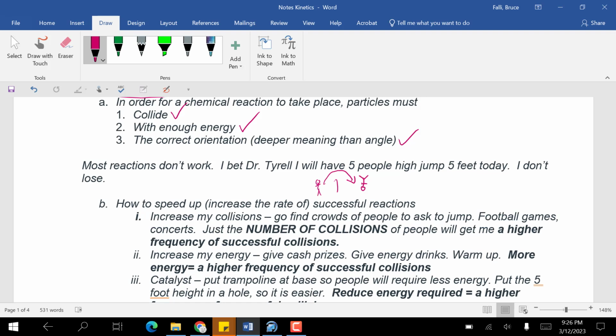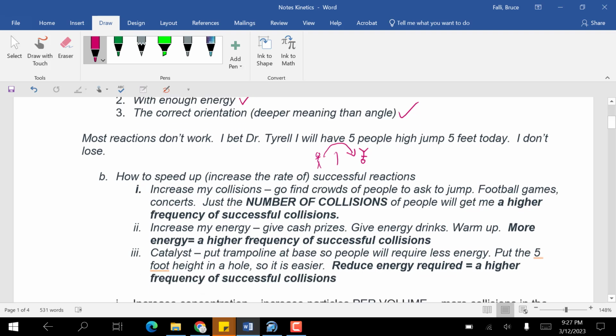Increase my energy. If I just say, "Hey, high jump 5 feet," most people would say no. I'm not even going to try. But to get them to try, give cash prizes. You've all seen the TikTok where the guy gives you $20 for every pull-up you do or whatever. You'd try at least one if I give you $100 for it, right? Give energy drinks. Have people warm up. So more energy would give you a higher frequency of successful collisions.